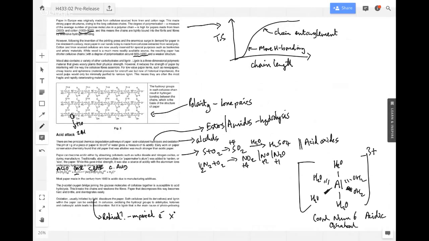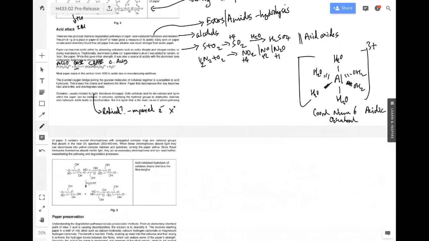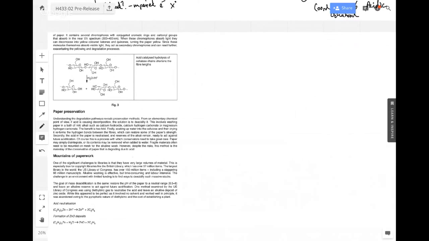Let's go down to this one. This actually has that hydrolysis reaction shown. This is our acetal link here, this oxygen, carbon, oxygen, carbon bond here, and you're adding water across that to leave these two OHs here. So you've literally just added water to it.